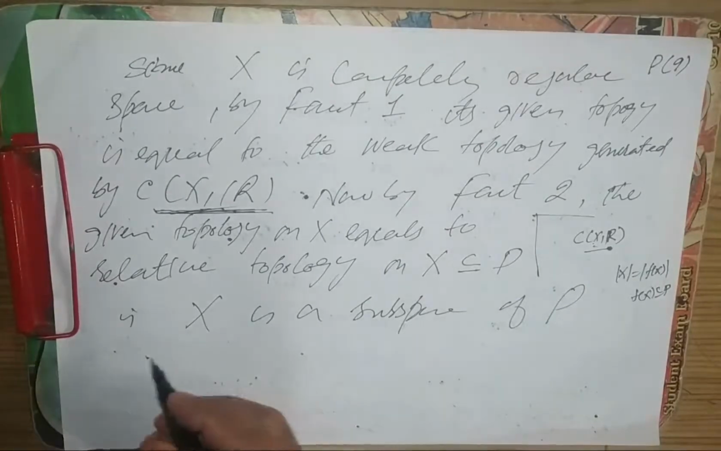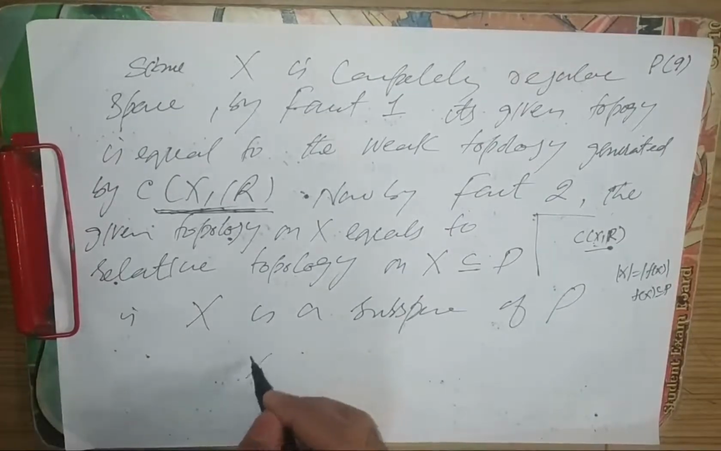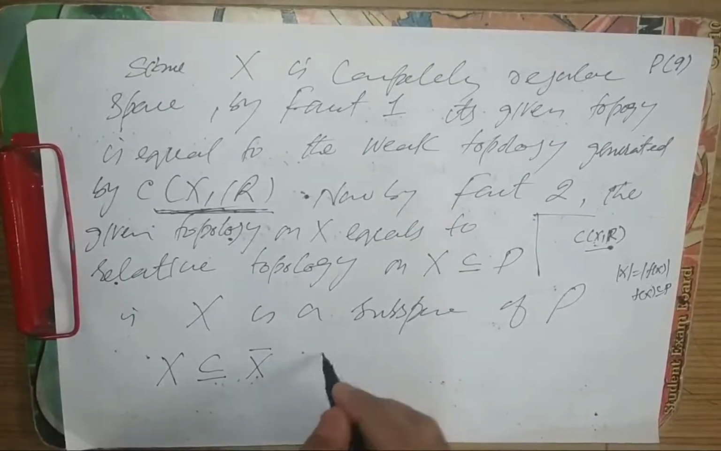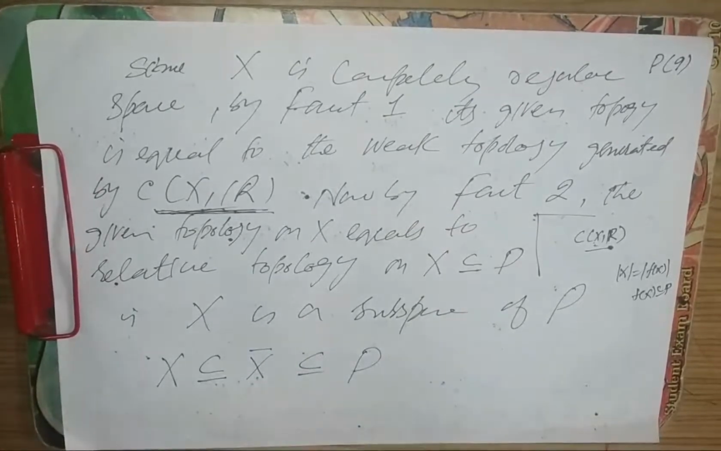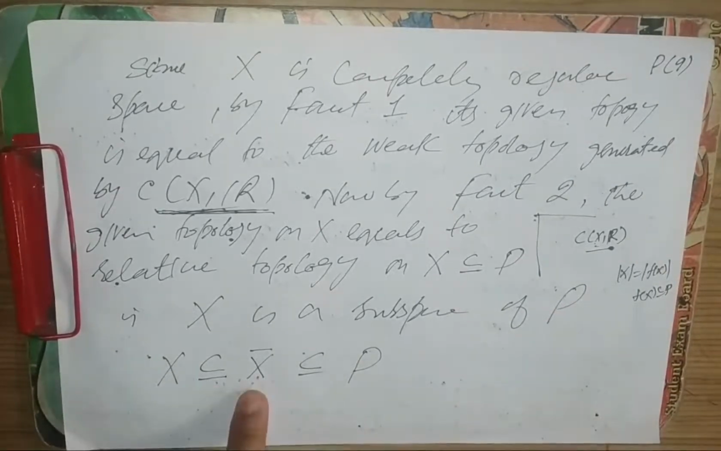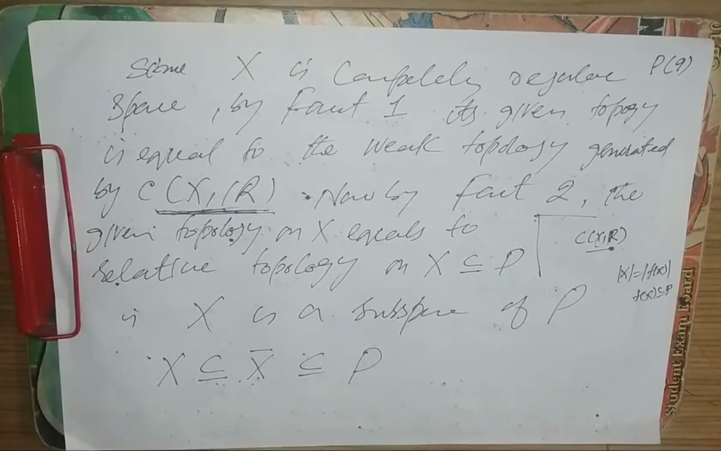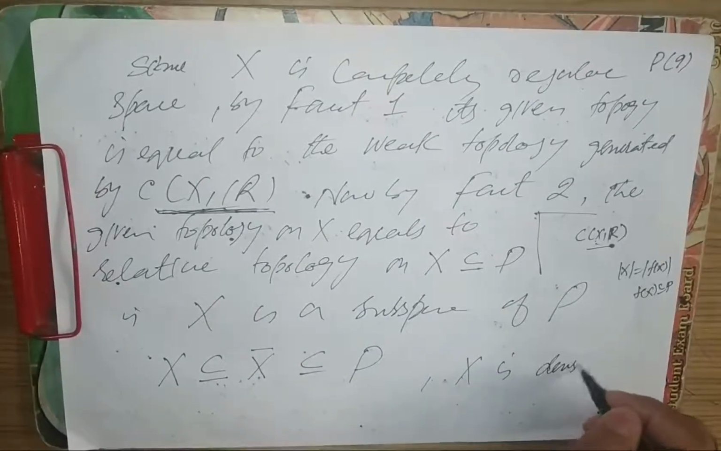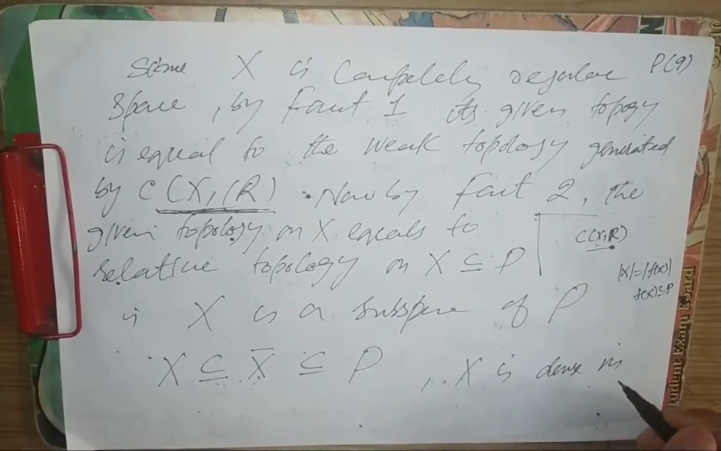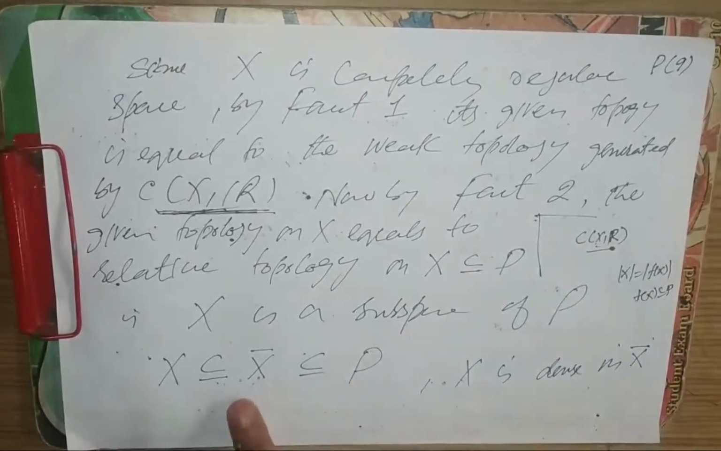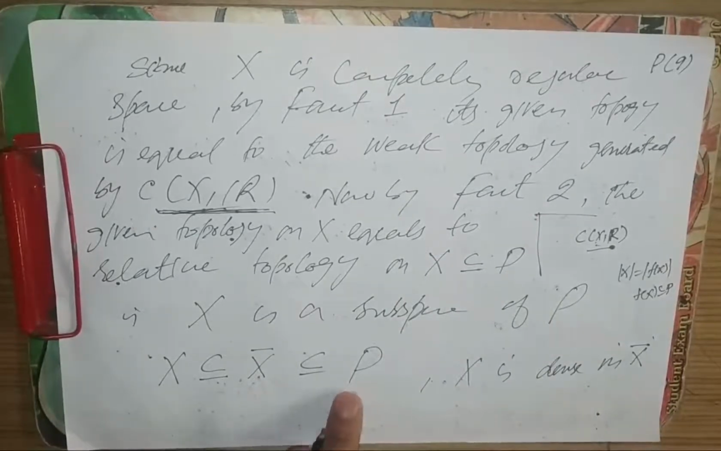So let's take the closure. X is a subset of its closure, which is a subset of, again, P. So this P is a compact Hausdorff space. X is a subset of its closure and the closure is a subset of P. So that means X is dense in what? X is dense in its closure. And what's the closure? The closure is a subspace of the compact Hausdorff space.